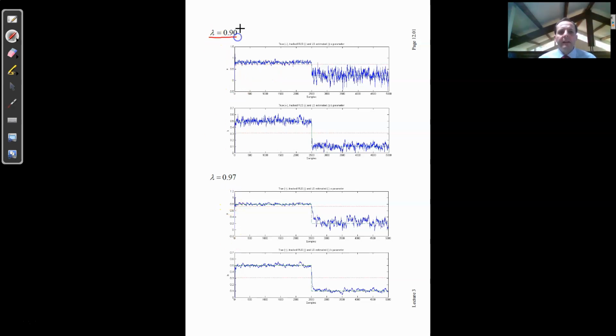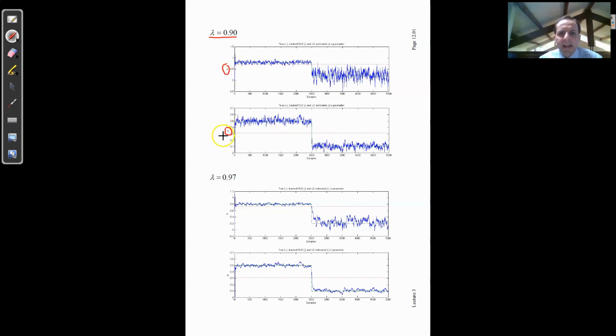So, lambda closer to 0, you can see here that lambda is 0.9. This is a model where two parameters are changing. I don't know if you can read it, but we have the value of the parameter which is changing. The change happens as a step, with a step function. We have two parameters which are changing.